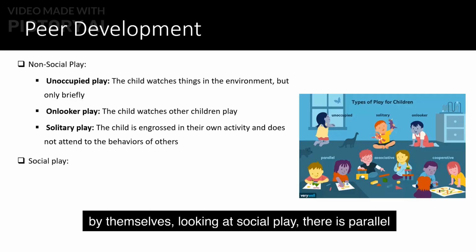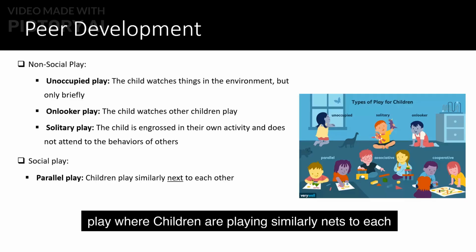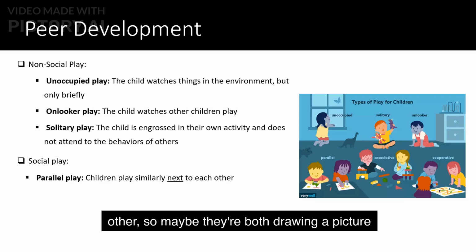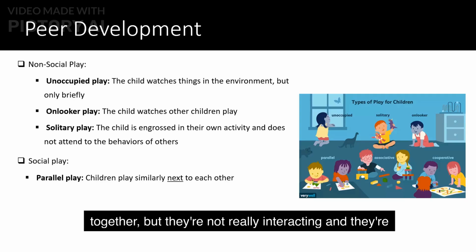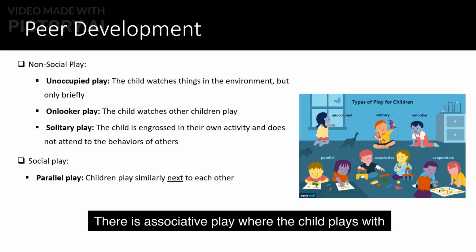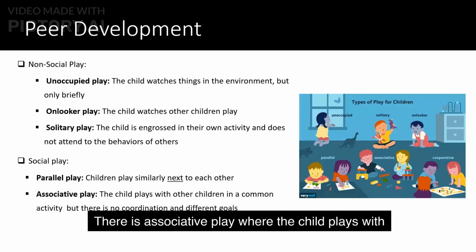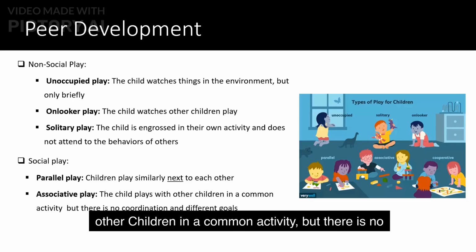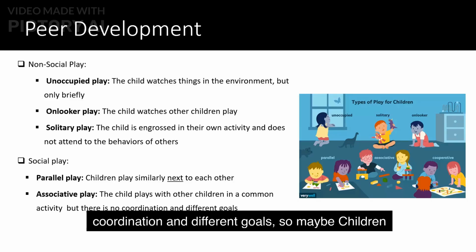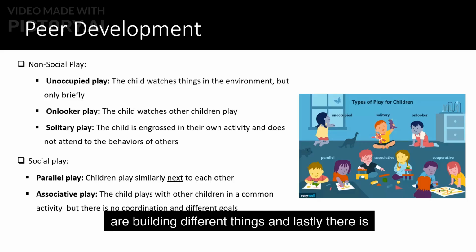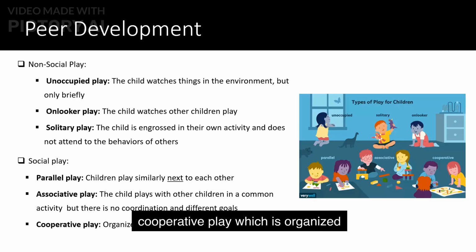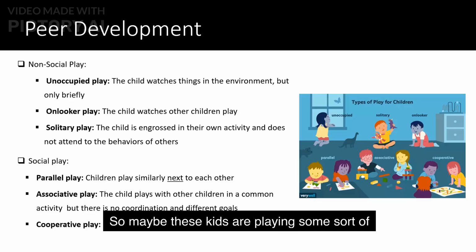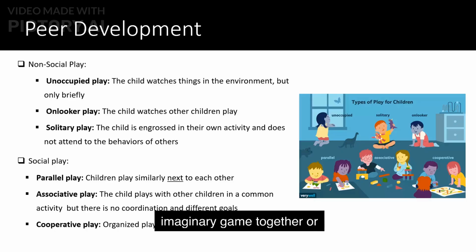Looking at social play, there is parallel play, where children are playing similarly next to each other. So maybe they're both drawing a picture, but they're not really interacting and they're drawing different things. There is associative play, where the child plays with other children in a common activity, but there is no coordination and different goals. So maybe children are interacting and playing blocks together, but they are building different things. And lastly, there is cooperative play, which is organized play with a common goal. So maybe these kids are playing some sort of imaginary game together, or maybe even a board game.